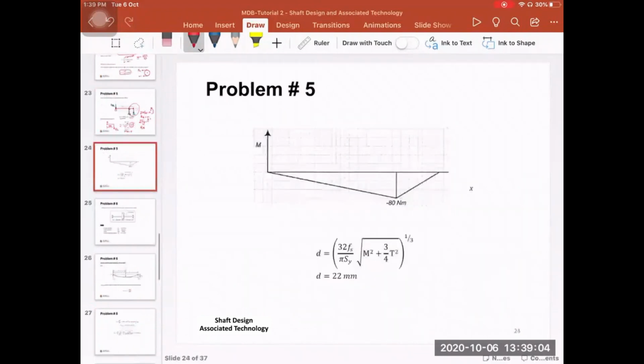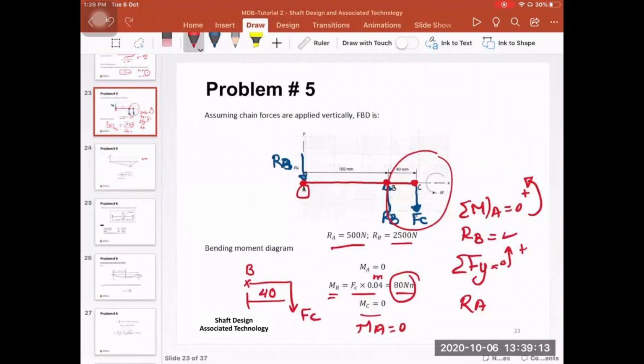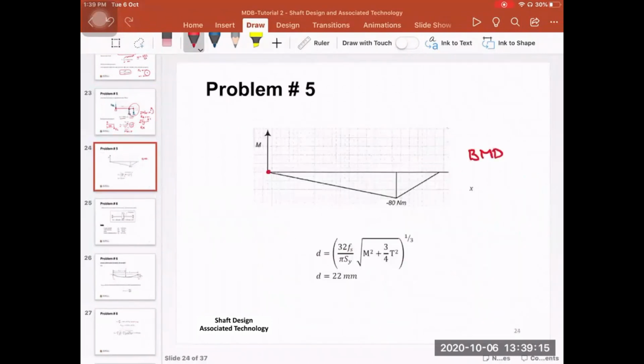Then simply here, if you just draw the bending moment diagram, this is your point A, this is your point B, this is your point C. So that this is X, and the moment goes here. The bending moment is 0 at A, the bending moment is 0 at point C, and the bending moment is 80 at point B.